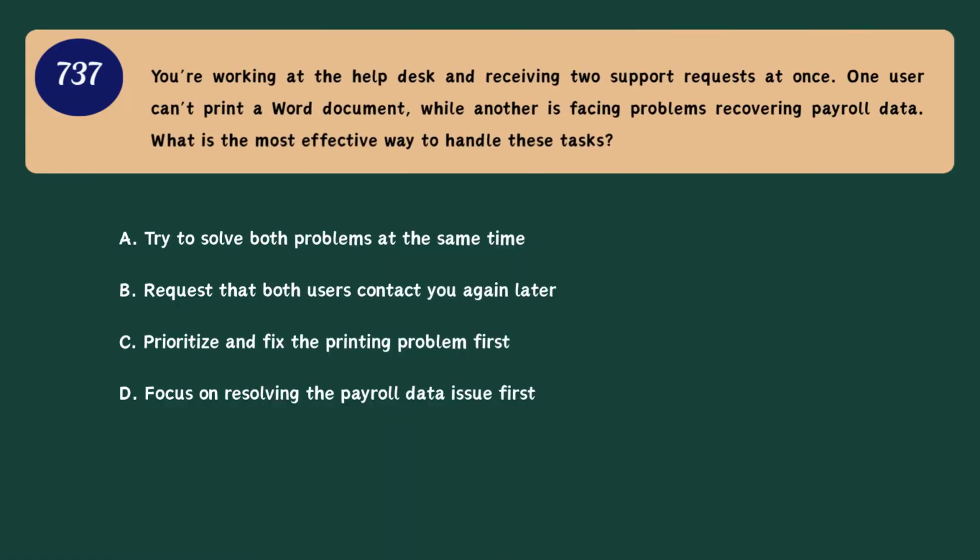Question 737. You're working at the help desk and receiving two support requests at once. One user can't print a Word document while another is facing problems recovering payroll data. What is the most effective way to handle these tasks? A. Try to solve both problems at the same time. B. Request that both users contact you again later. C. Prioritize and fix the printing problem first. D. Focus on resolving the payroll data issue first.